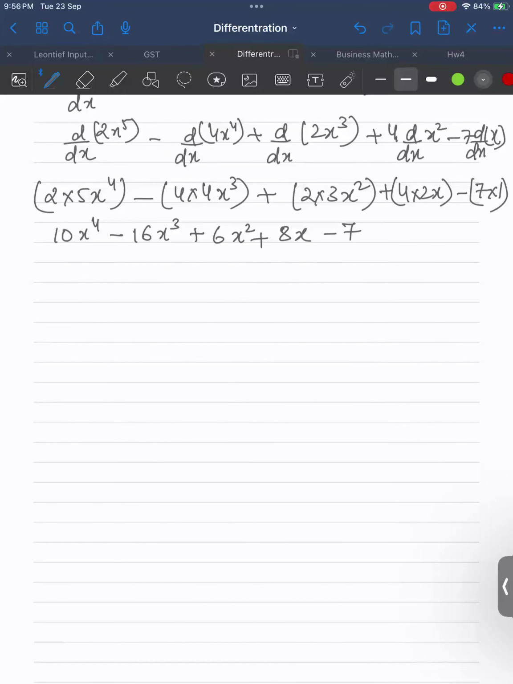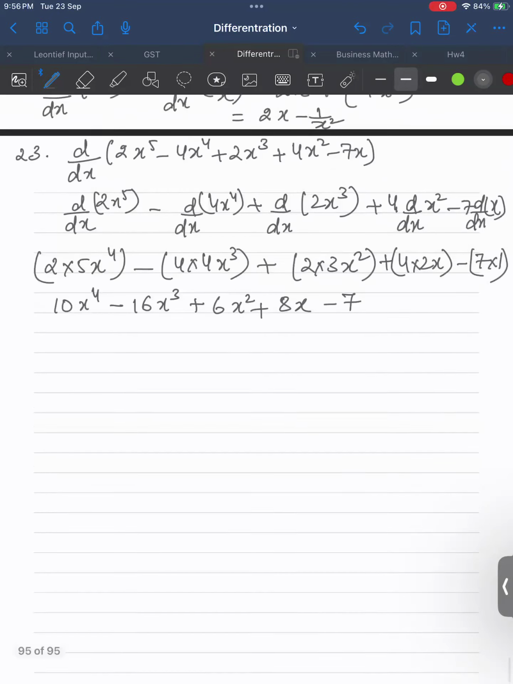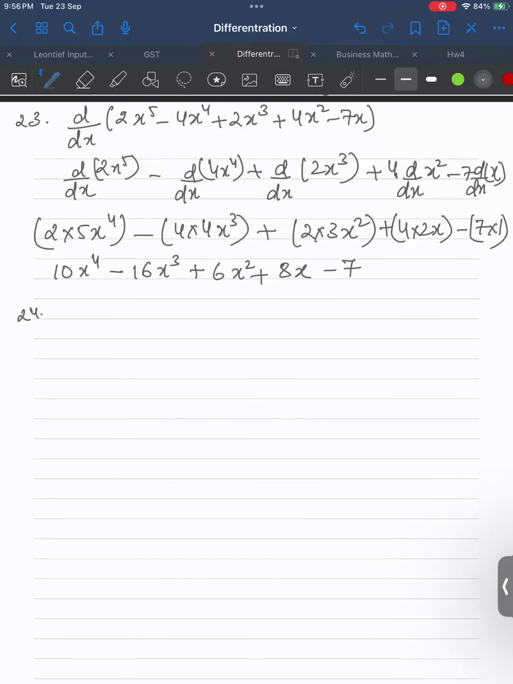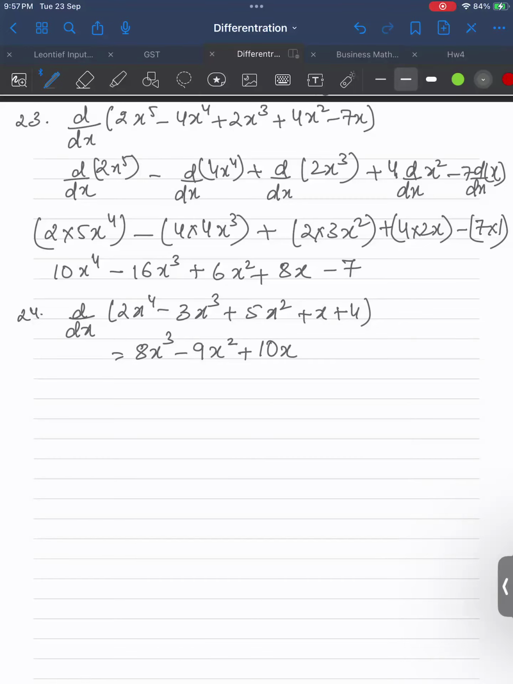Let me do a few more questions. d by dx of minus 3x^3 plus 5x^2 plus x plus 4. Again, by differentiating, we can do it. It's easy. Directly, we can do: 4 to the 8x^3, 6 is 9x^2, plus 5 to the 10x, plus 1. It would be plus 0.